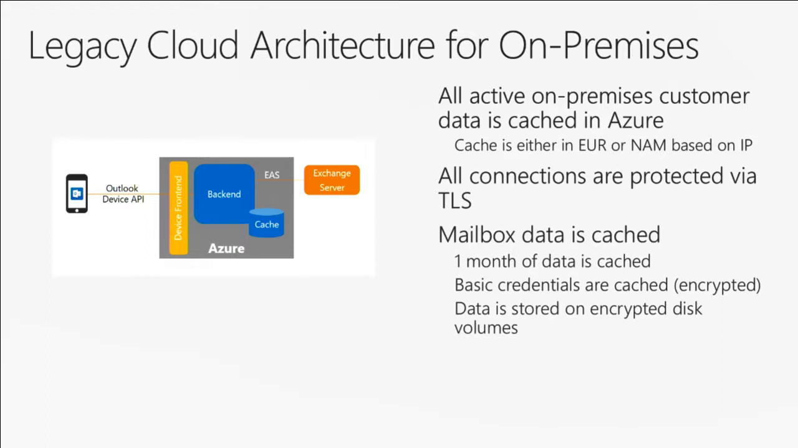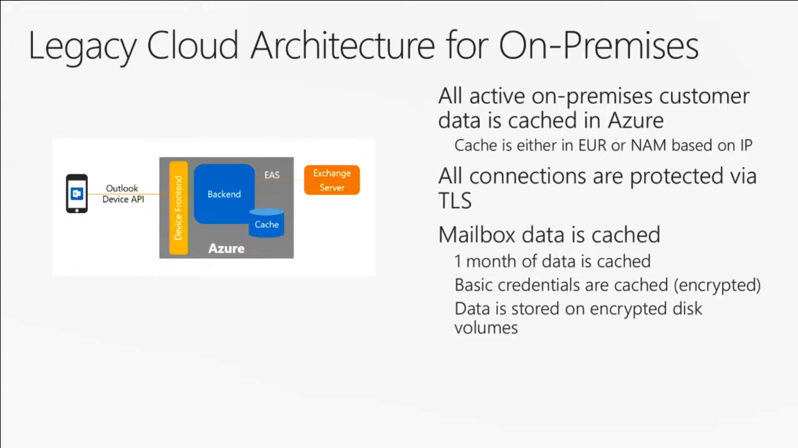Yes. All active on-premises users that use Outlook Mobile today now have their data located in Azure, specifically in North America or Europe, depending on where their client IP is connecting from. European IPs connect to Azure in the European data centers. All other IPs connect to our North America region. This architecture is exactly like what we had in Amazon Web Services. Nothing here has fundamentally changed.